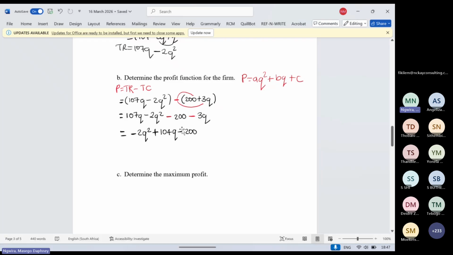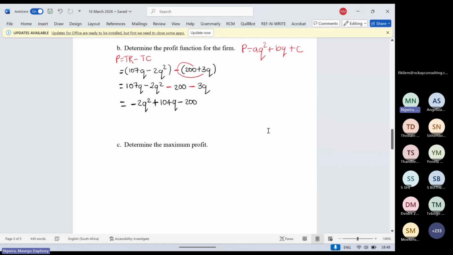So now you can see this is the same as this. Our A is negative 2. Our B is positive 104. Our C is negative 200. All right. And then now we go to C.